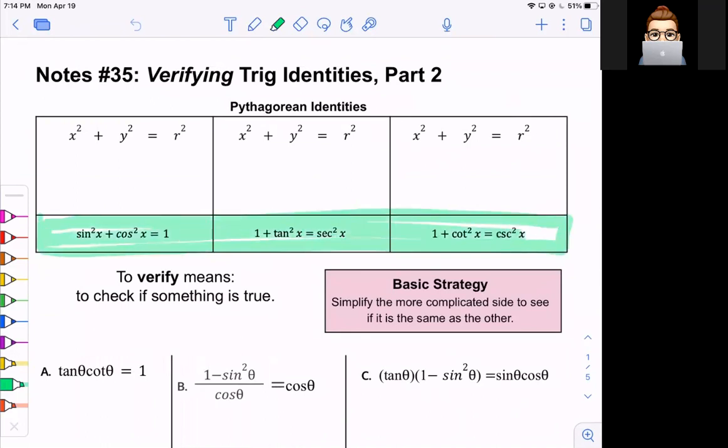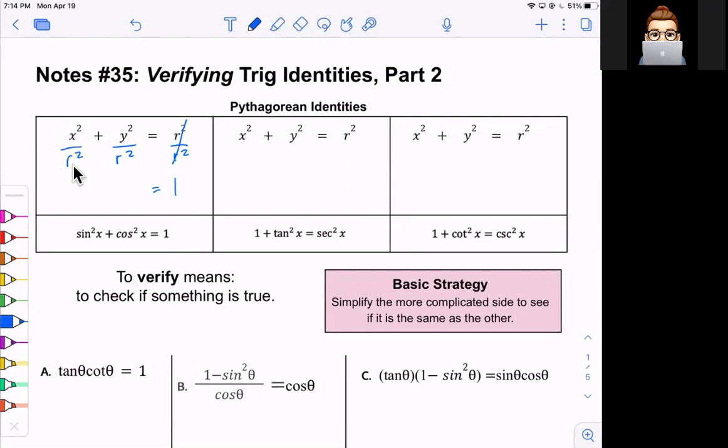First, we're going to talk about how they came to be. If you think about the Pythagorean theorem, a squared plus b squared equals c squared. This is our new version of it: x squared plus y squared equals r squared. We're going to manipulate this by dividing everything by r squared. r squared divided by r squared is 1. And then think about what is here.